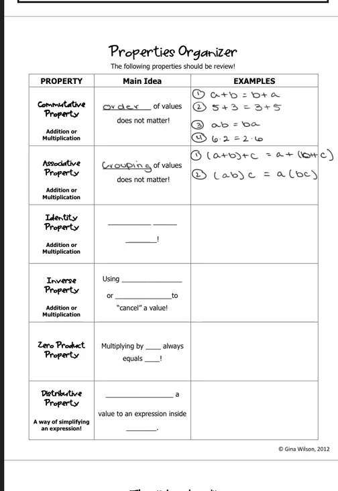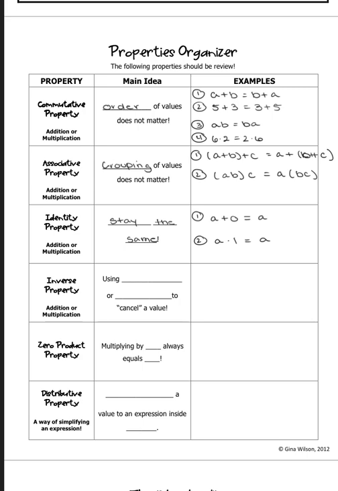For the identity property, the value stays the same. Think of your identity. No matter what you change your hair color to, what outfit you put on, you are still you. So the identity of addition is 0. Anything plus 0 is itself. And for multiplication, the identity is 1. Anything times 1 is itself.